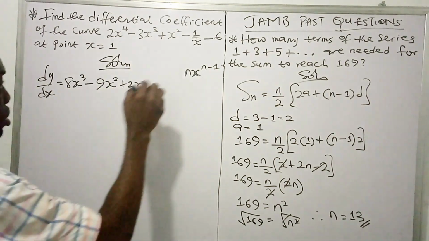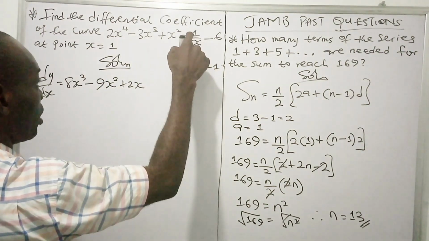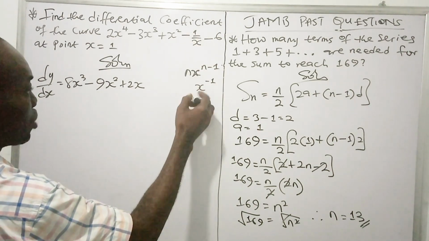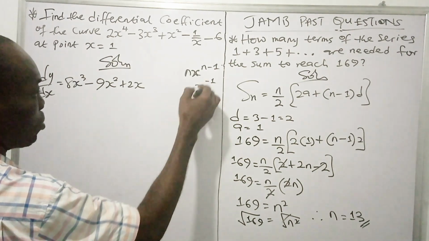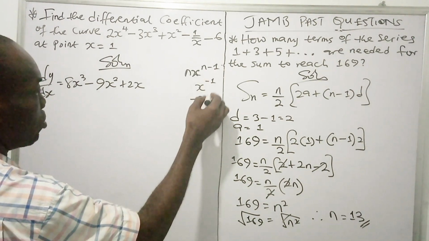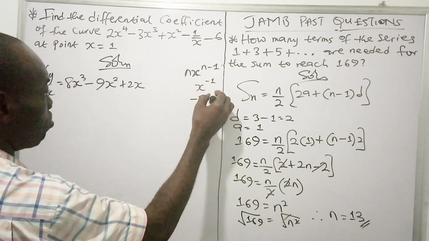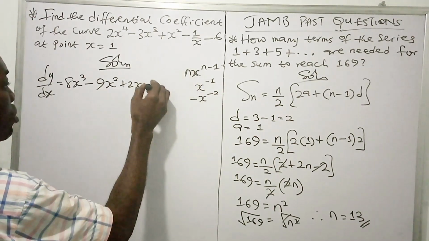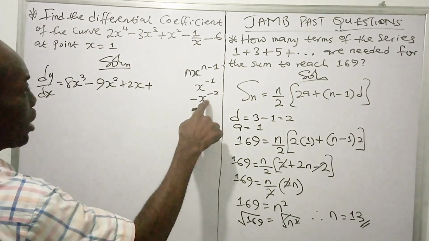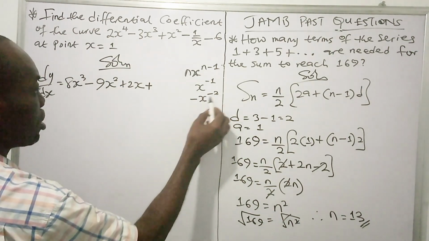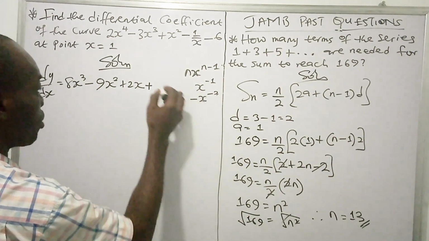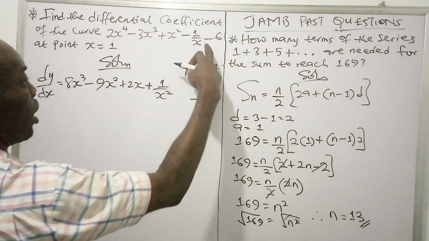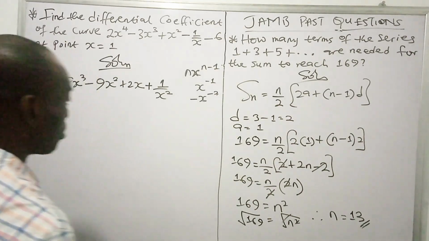Then here, 1 over x is the same thing as x raised to the power minus 1. So if we multiply this, we're going to have minus x raised to the power minus 1 minus 1, that's minus 2. But this minus sign will cancel out this minus sign here, so it becomes positive. Expressing this as a reciprocal now becomes 1 over x squared. All right? So minus 6, if you differentiate that constant, becomes 0.